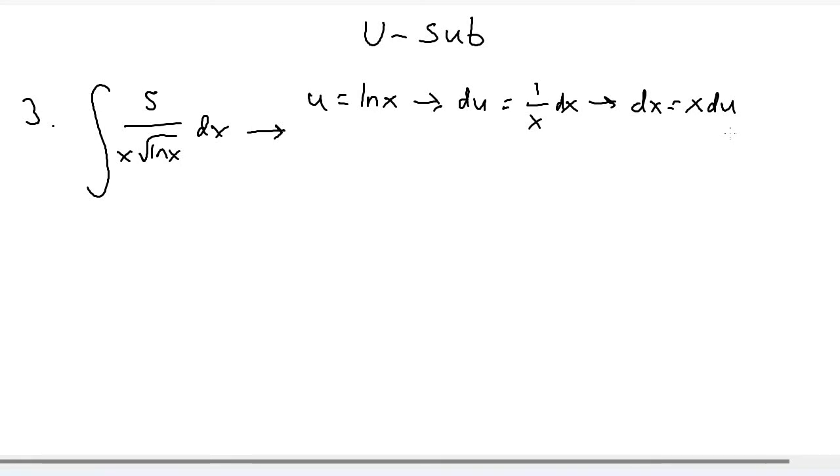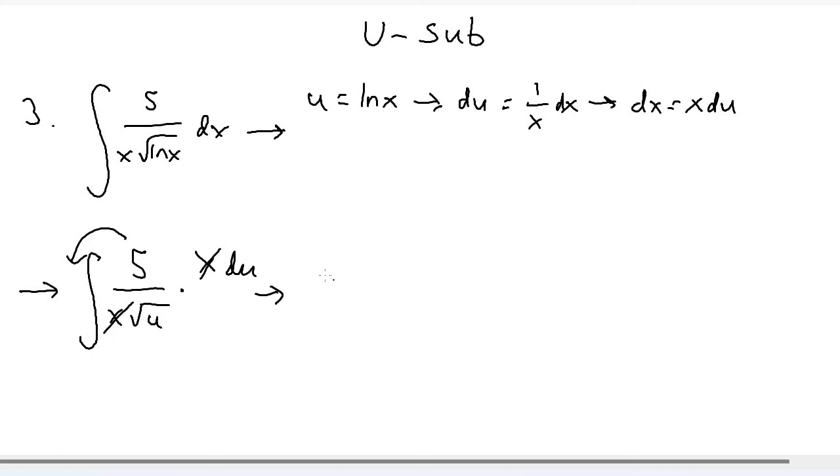So now when I plug them back into the equation, I'm going to get the integral of 5 over x times the square root of u, since u is equal to ln x, multiplied by dx, which is equal to x du. As you can see, the x's will cancel. The 5 can come out front because it's a constant, and so we're left with 5 times the integral of 1 over the square root of u du.